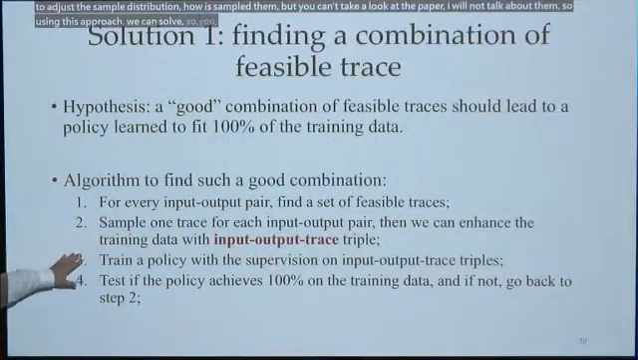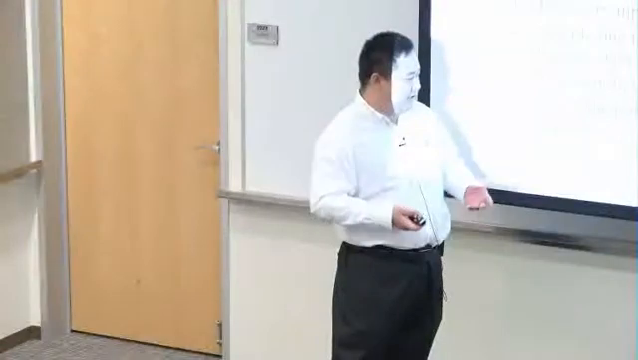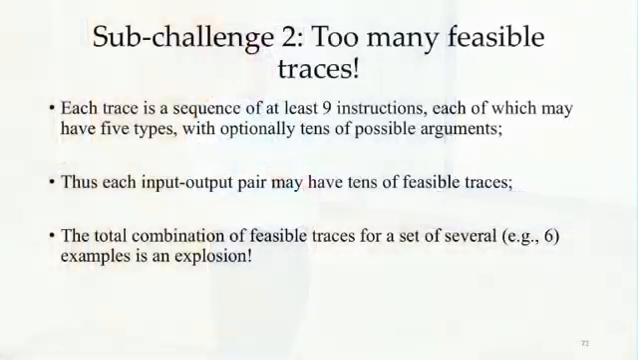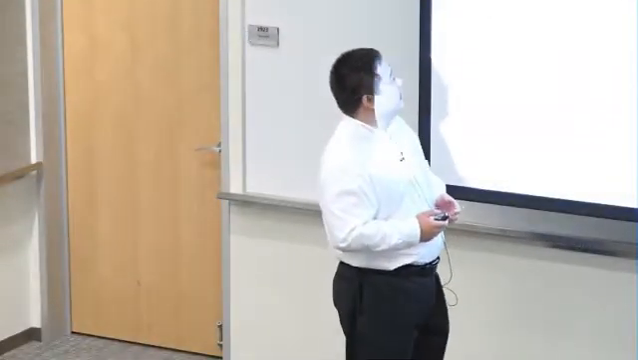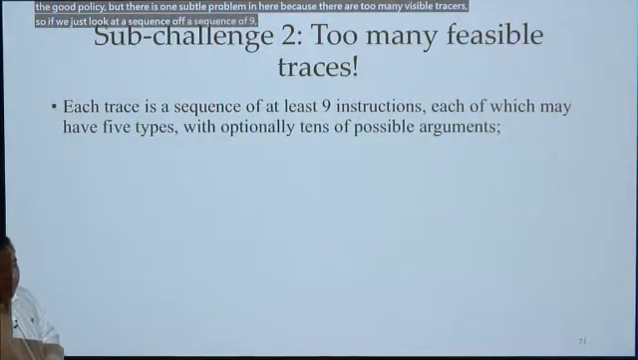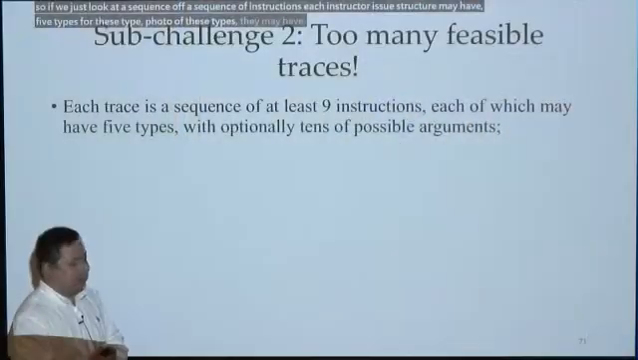So using this approach, it's not easy, but it is feasible that we can find a good policy. But there is one subtle problem here. It's because there are too many feasible traces. If we just look at a sequence of 9 instructions, each instruction may have 5 types, and for 2 of these types, they may have tens of possible arguments. For example, the reduce and the call instruction may have many different possible arguments. So that's a huge amount of possible traces. Then how do we solve this problem?